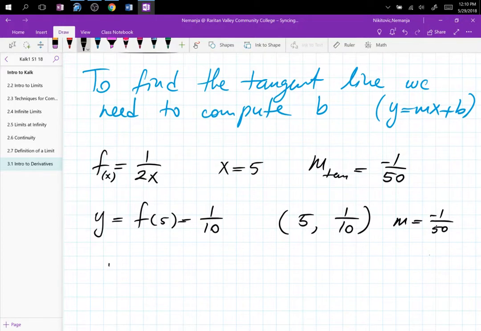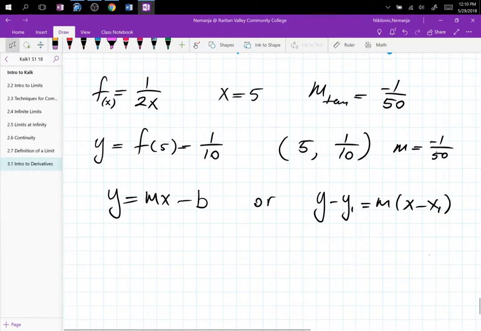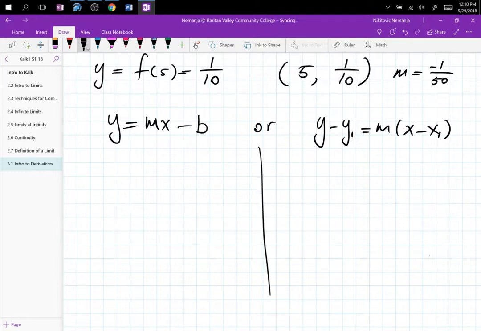So all I need to do is to plug everything into y equals mx plus b, or you can use y minus y1 equals m times x minus x1, if you want, whatever, it doesn't matter. So whatever formula you want to use. I'll use both, obviously, to show, but then you pick one. I generally always use the one on the left. So I have y, which is 1 over 10. I have m, which is negative 1 over 50. I have x to be 5, and it's plus b. There we go.